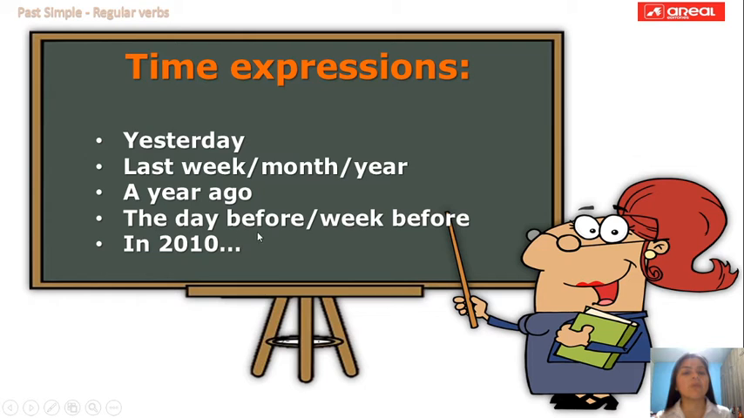the day before Wednesday. We can also say the week before, yes, the week before Sunday, the week before Saturday, right? And for example, with years, in 2010, right? Of course, years in past. Okay, remember these time expressions.